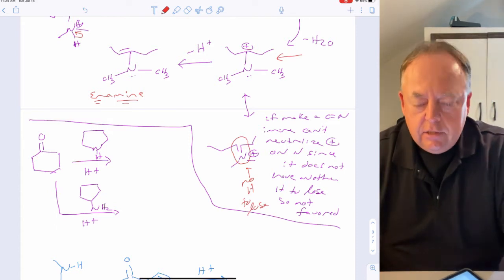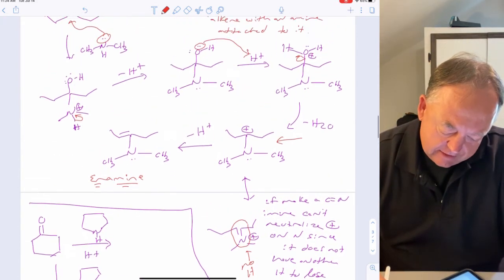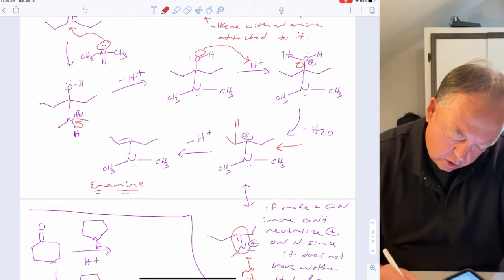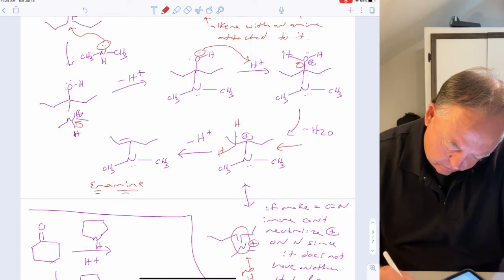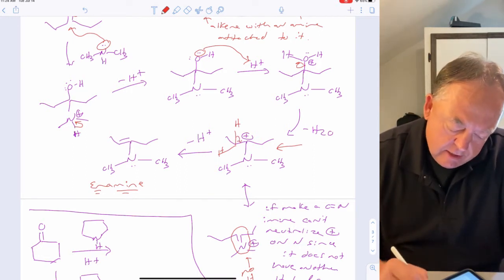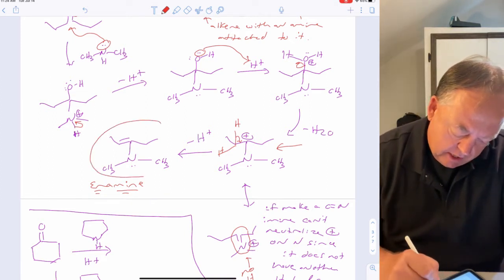So you don't have a hydrogen that you can lose to neutralize the charge on nitrogen. So what happens instead is you lose a hydrogen from one of the carbons next to the carbocation. Those two electrons become a carbon-carbon double bond, and H plus comes off of the molecule. And now you have an enamine.